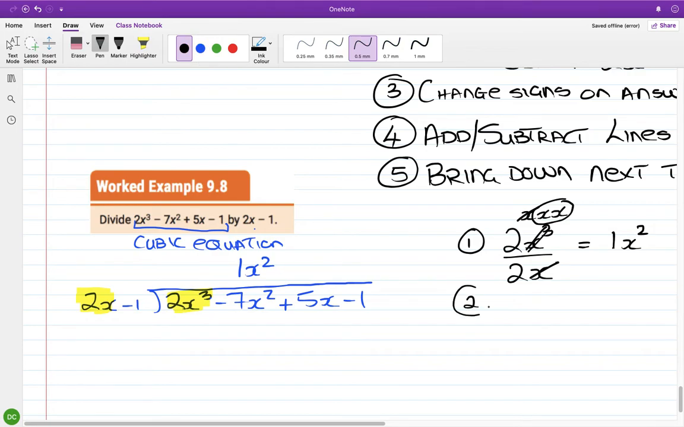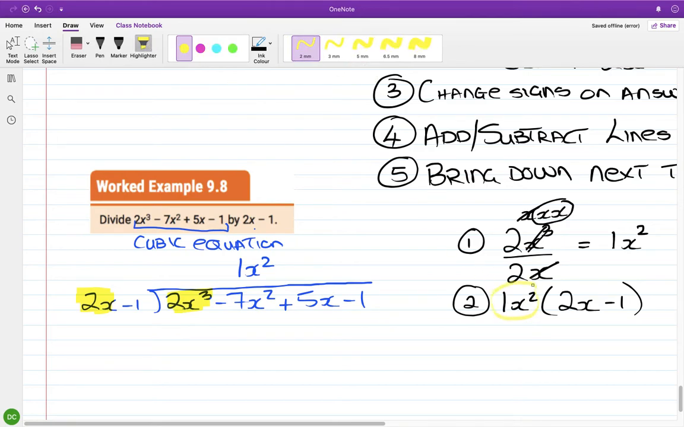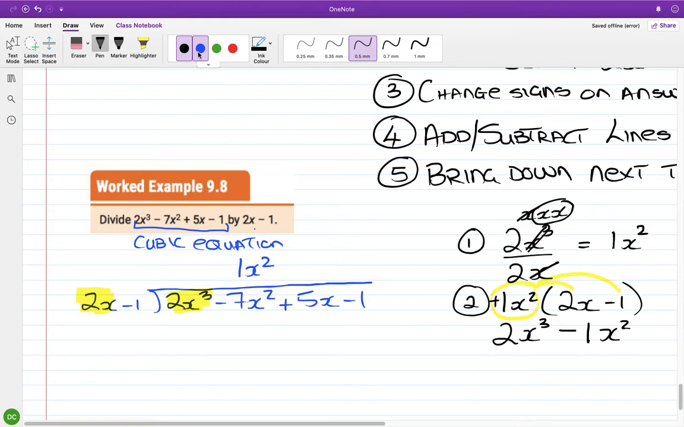For step 2 then, we take the answer to step 1 and we multiply it by the expression on the outside, which is 2x minus 1. Okay, so I'm going to take this and I'm going to distribute it across the bracket. So 1 by 2 is 2. X squared by x, there's 3 of them now, so that's x cubed. This is positive, so plus minus is different signs, which gives me a minus. 1 by 1 is 1, and then I have my x squared. Yeah? So I take that and I put it back into here and line it up. So 2x cubed goes under the 2x cubed, and minus 1x squared goes under the minus 7x squared, so that they're matching.